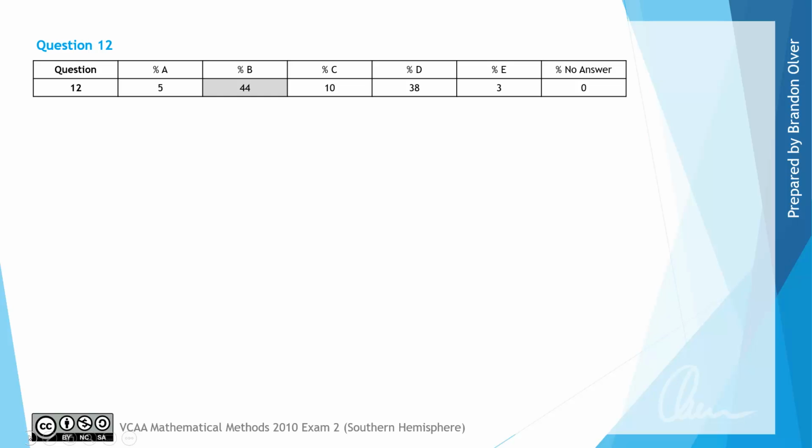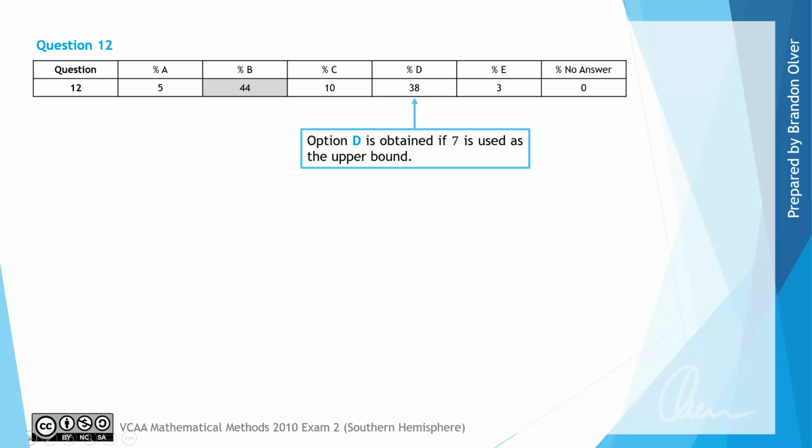From the examiner's report, we can see that this question challenged most students on the exam, with only 44% of students getting this answer completely correct. And there was a significant percentage of 38 that fell for option D. And the distraction there is that option D is obtained if 7 is used as the upper bound rather than 6, as was shown on the previous slide.